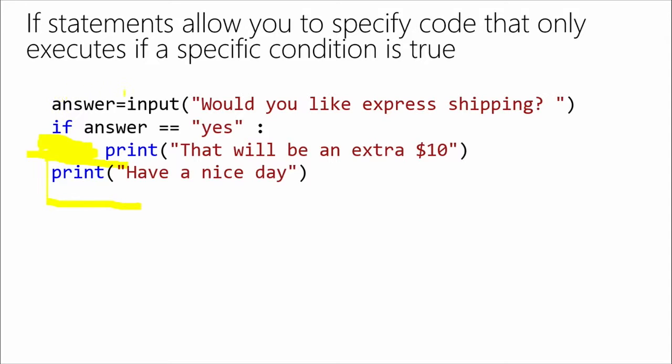Basically, it's going to ask the user if they want express shipping. If they answer yes, it'll print the statement. But regardless of what they answer, it will continue executing the non-indented code, and everybody will see the message, have a nice day. So if I wanted multiple lines to execute on that if, I would just need to keep tabbing them in to make sure that they're all there. Okay. Exactly. Perfect. So you indent however many lines of code you need to execute.